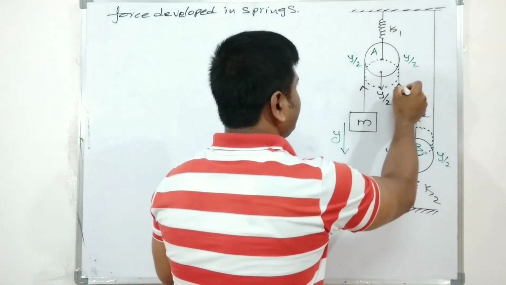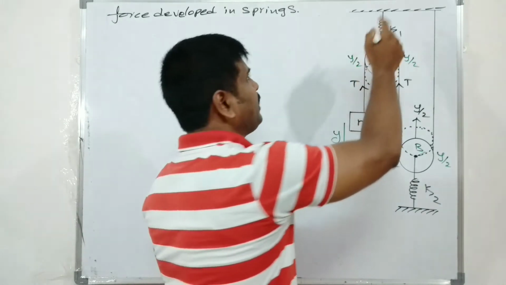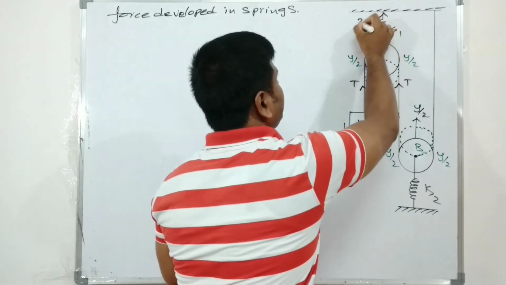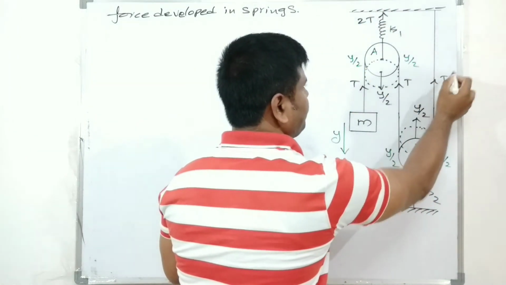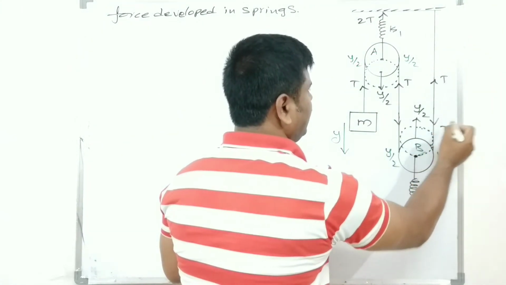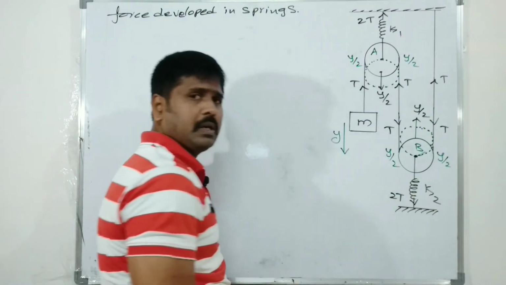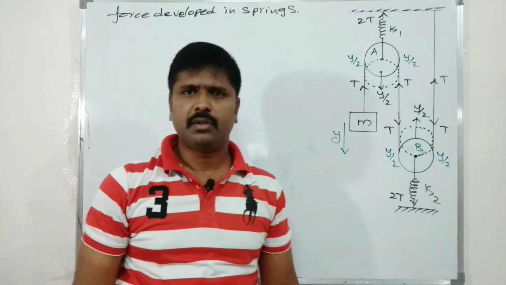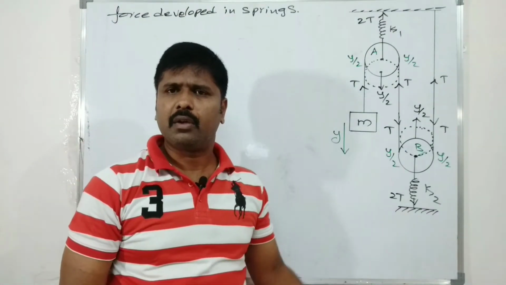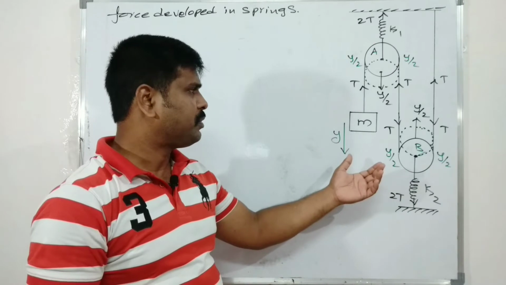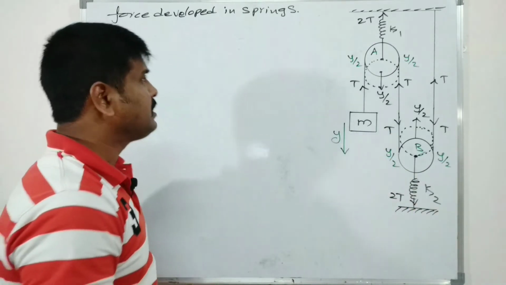So this is the tension. In the upward direction, how much tension is acting here? 2T is acting, T plus T is 2T. Here also the tension is T. Here in the downward direction, tension T is acting. Here also tension 2T is acting towards the rigid support. So there is a change in the spring force due to the elongation from the equilibrium position to the oscillation from the mean position of the system.